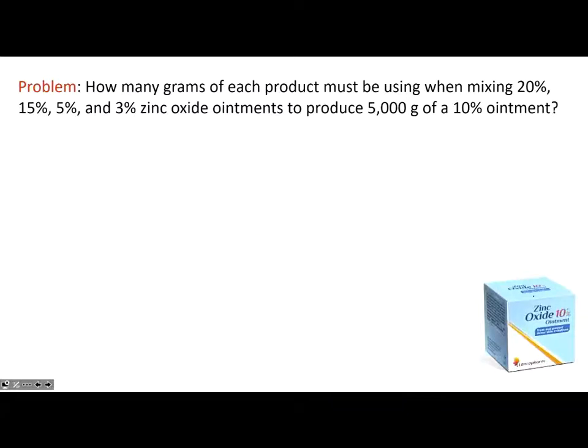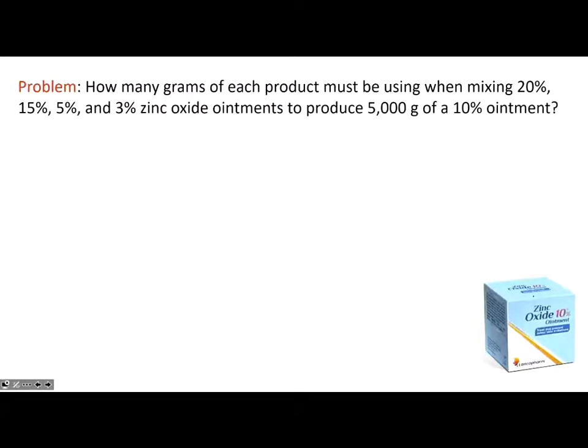Let's do one more question on these multiple ones, and we'll go all the way through. We won't just stop on the proportions, we'll actually calculate the weights of each ingredient. So in this question it says, how many grams of each product must be used when mixing a 20% with a 15%, with a 5%, with a 3%? Four different concentrations of these zinc oxide ointments. Mix all of those 4 together. So in the end we get a total weight of 5,000 grams, but that weight has a total concentration of 10%. So we want a 10% after mixing a 20, a 15, a 5, and a 3.